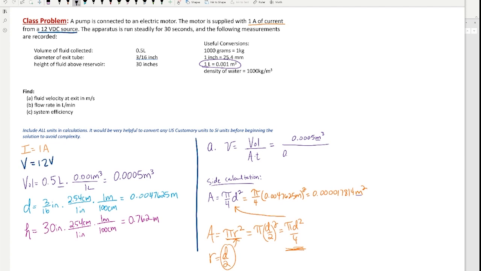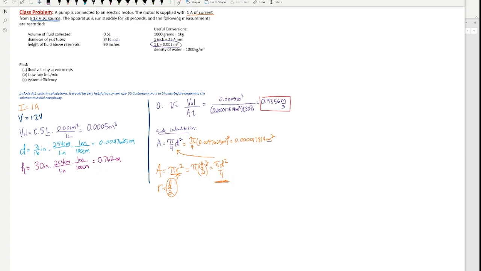Then we put our denominator with our area and we multiply that area by time. Our time is 30 seconds, which was given to us in the problem statement. And we calculate velocity to be 0.9356 meters per second. Now that is a really hard number to visualize. And so maybe when we calculate our flow rate, which is part B, it might help us understand what that value actually is a little bit better.